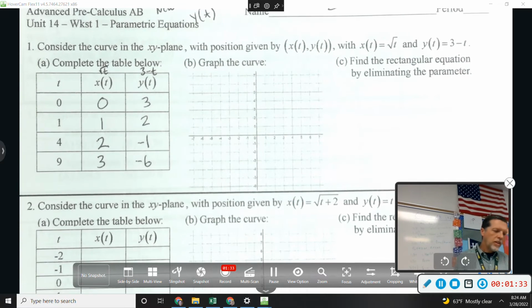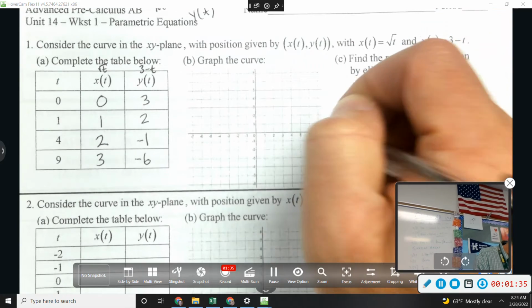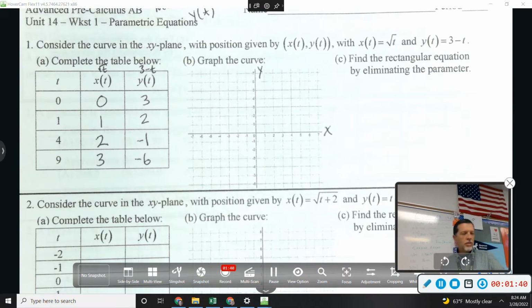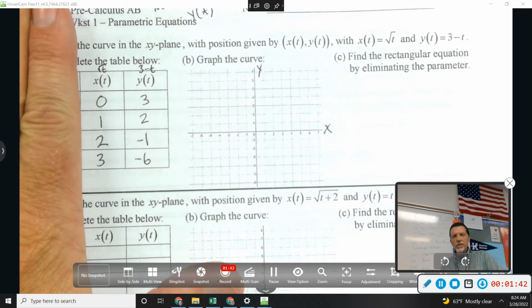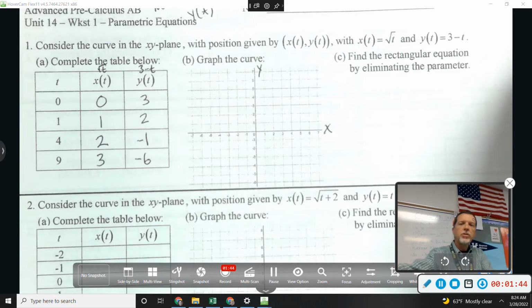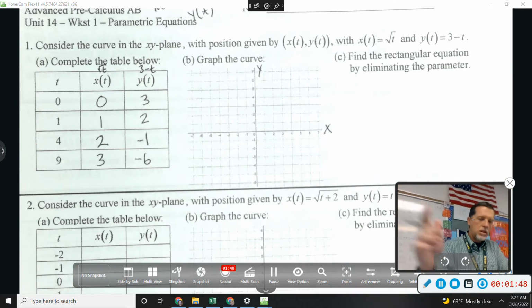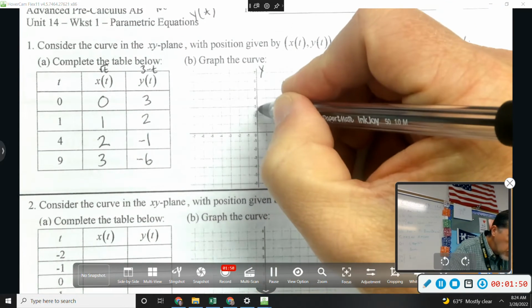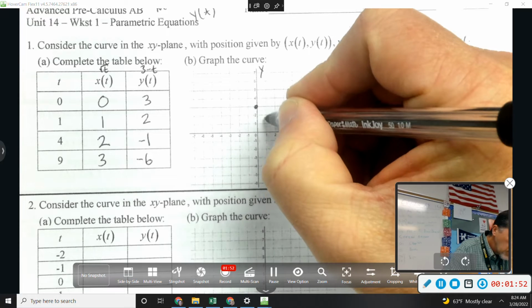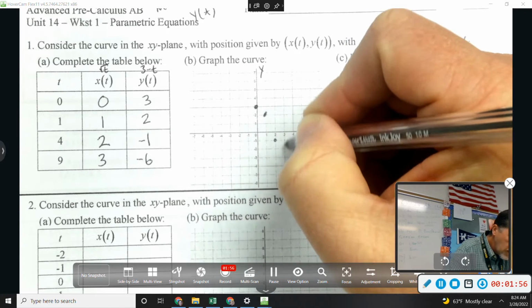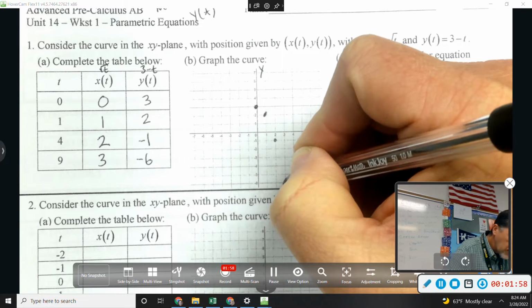Graph the curve. Well, this is an xy graph, so we will use the x and y column. So when it comes to the graph, we no longer need the t column. We'll just use the x and y column. So 0, 3, 1, 2, 2, negative 1, and 3, negative 6.